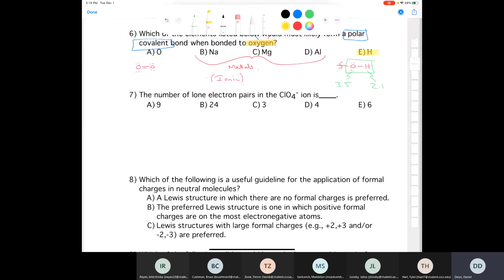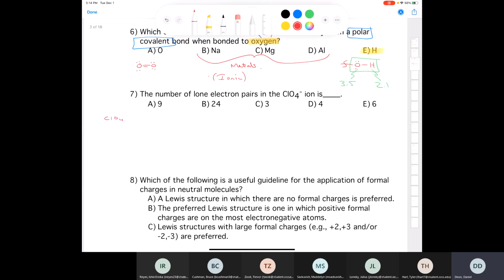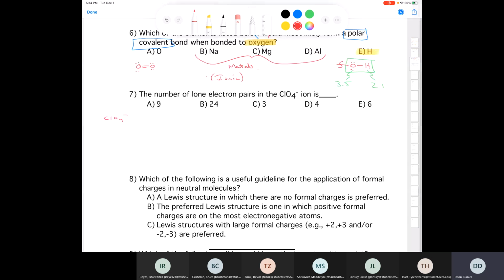Number 7, the number of lone electron pairs for the perchlorate ion, ClO4-, is, well, they're asking us here to draw a Lewis structure, aren't they? Let's tally up the total number of electrons. We have the perchlorate ion, which is ClO4 minus. Chlorine is in group 7. It's got 7 valence electrons.